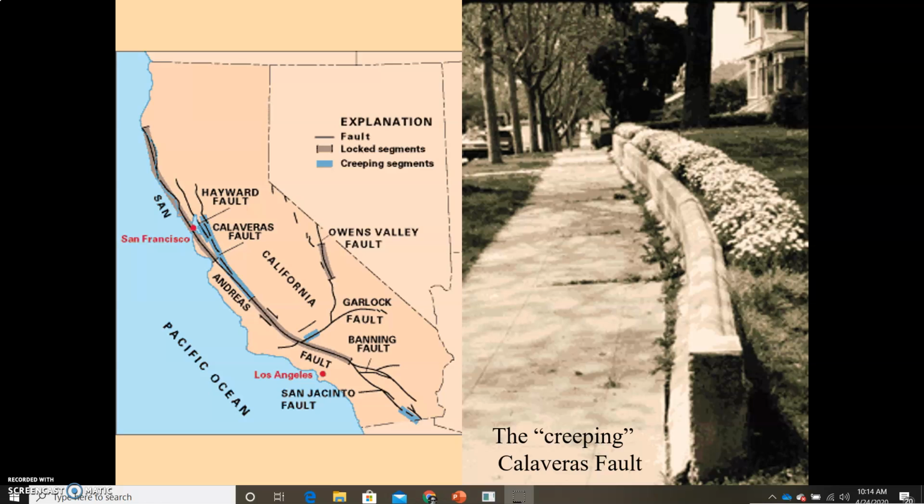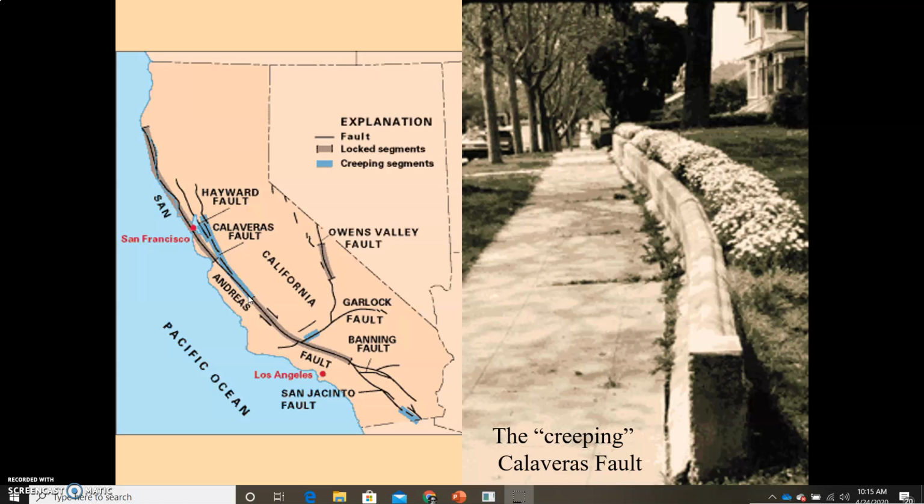We can also use different types of fences or a concrete barrier. And this here is showing, again, you can see a little grass squeezing through these cracks, and this is evidence of creeping, soil creep, as well as faulting. We can actually use these objects to calculate measurements in faulting. So this is showing you the fault and locked segments, and then creeping segments.